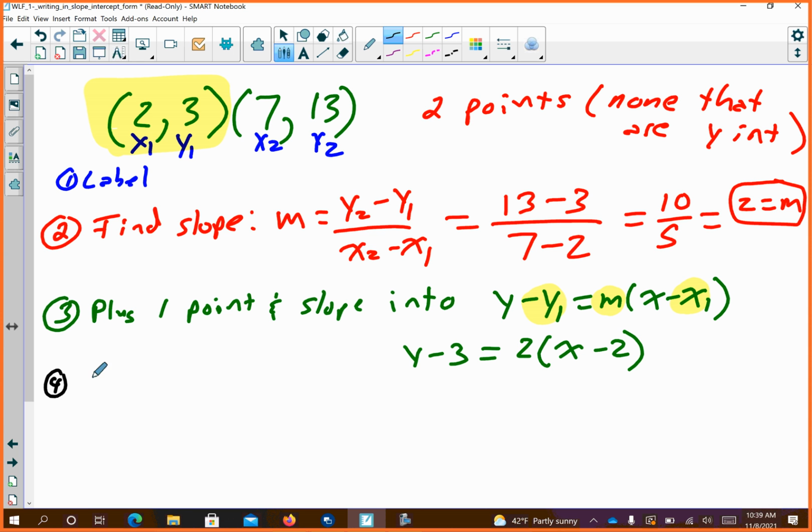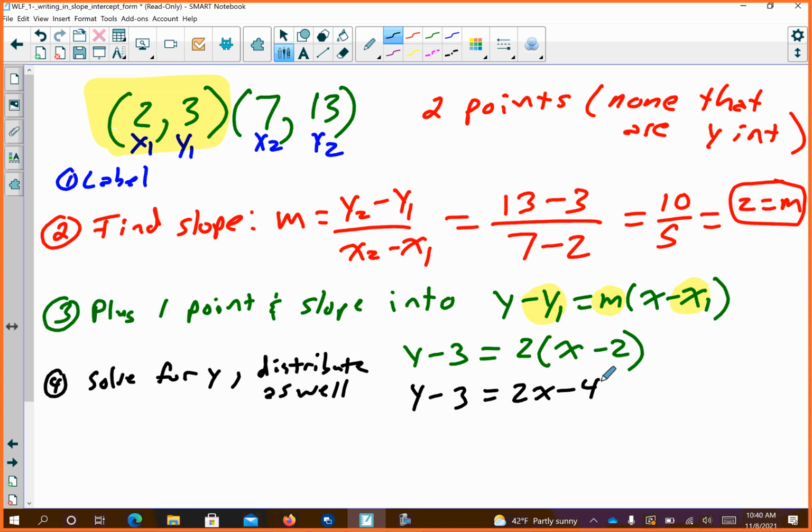Fourth step, solve for y, distribute as well. So you get y minus 3 equals 2x minus 4. How do I get y by itself once I distribute? Add 3 to both sides. Good.